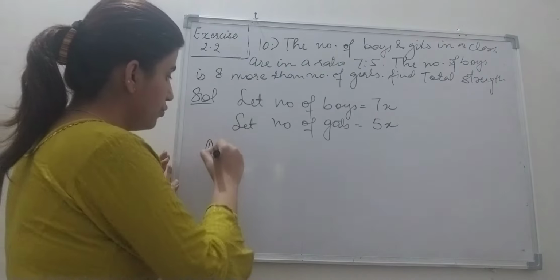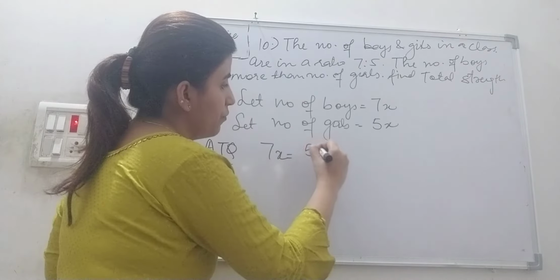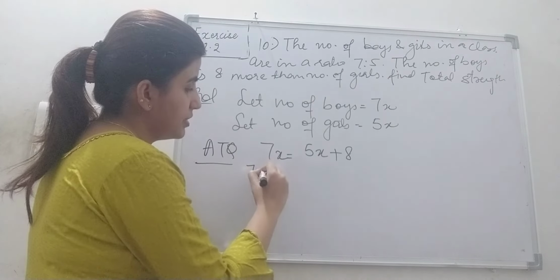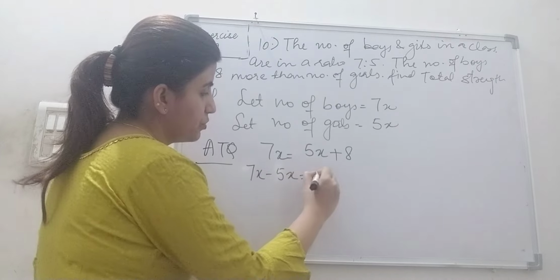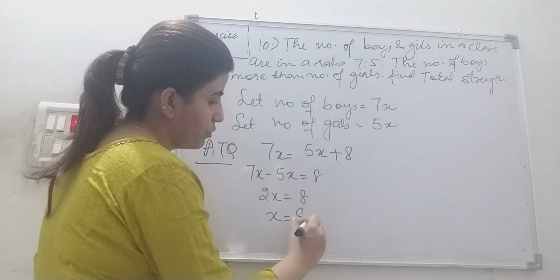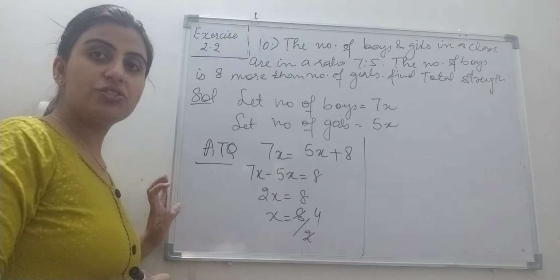So according to the question, 7x equals 5x plus 8. 7x minus 5x equals 8. 2x equals 8. x equals 8 upon 2. That makes 4.